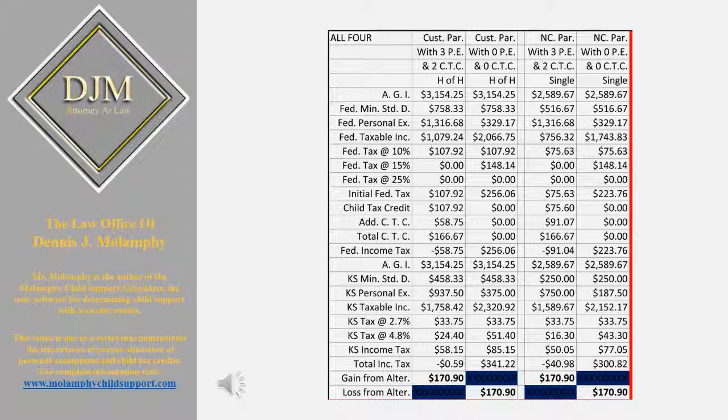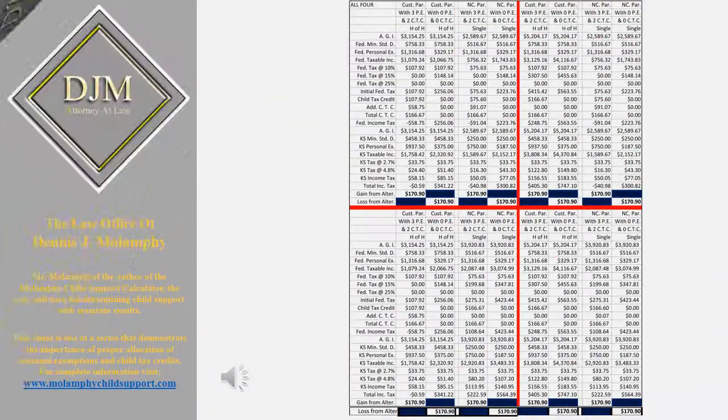The earned income credit is not included in this report because it can't be assigned from the custodial parent to the non-custodial parent and is the same regardless of any transfer of personal credits. In summary, note that all 16 of the calculations end with a gain or loss from alternating of either $170.90 or $170.88. However, the calculations assume that both parents use the appropriate minimum standard deductions. If that is not the case, then the formulas might or might not work.